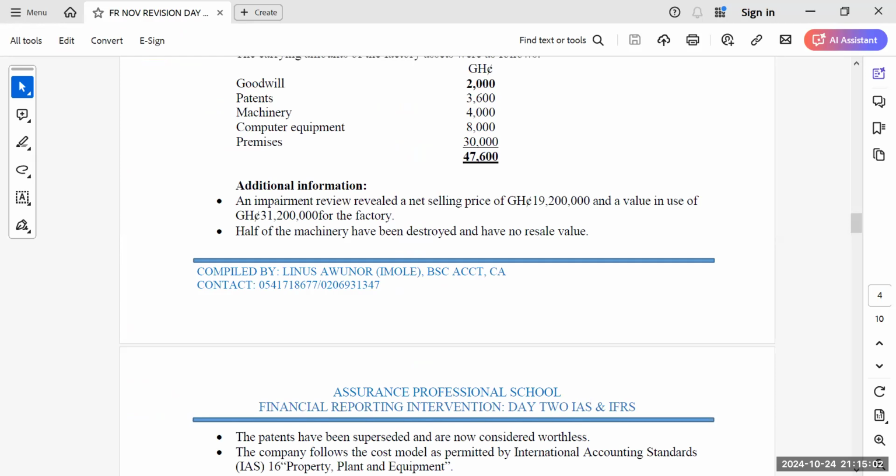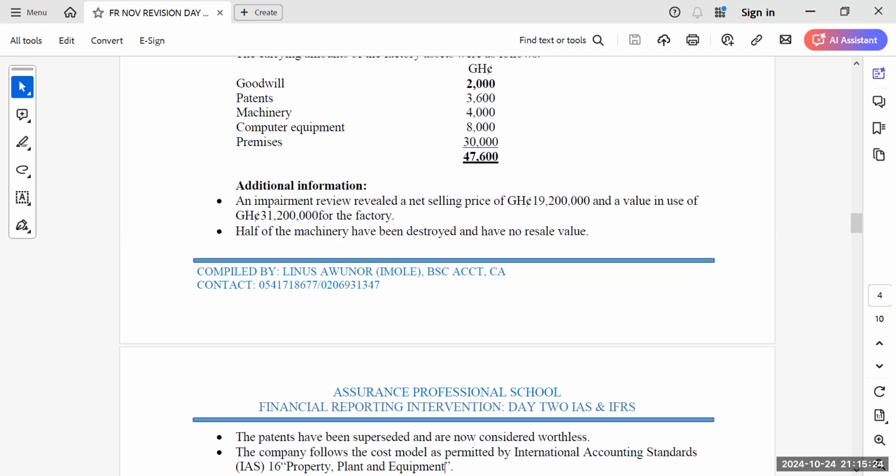How do we go about it? We prorate it. To which assets? The remaining assets based on their total value. And what is the name of those assets? The premises and computer equipment. Machinery itself, computer and premises.